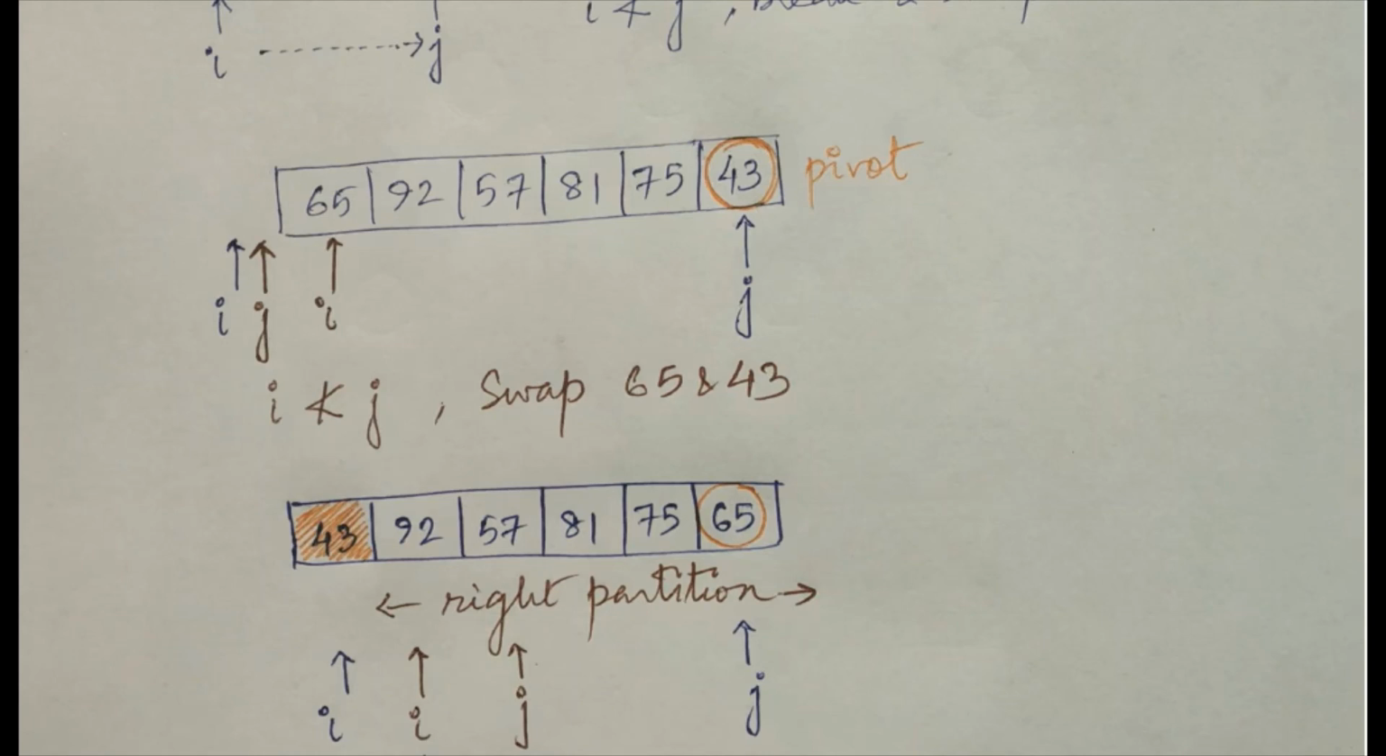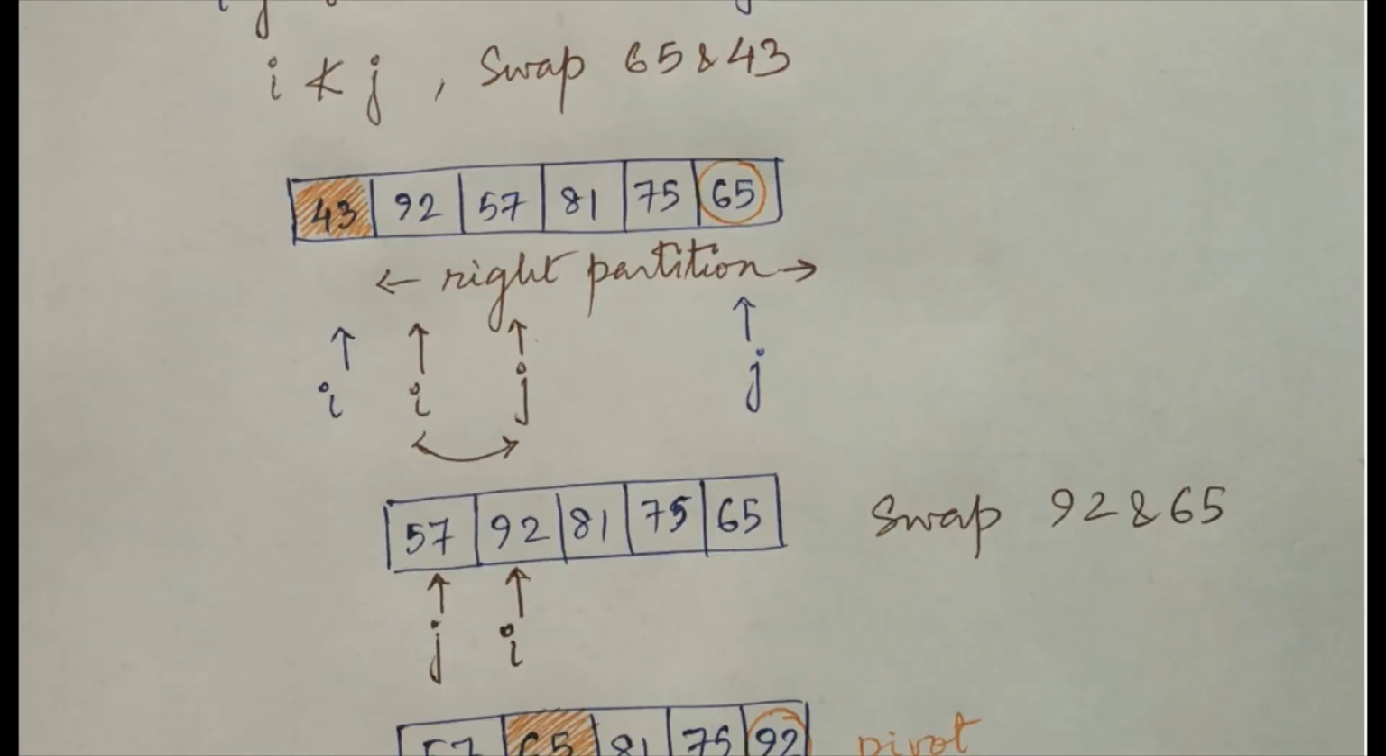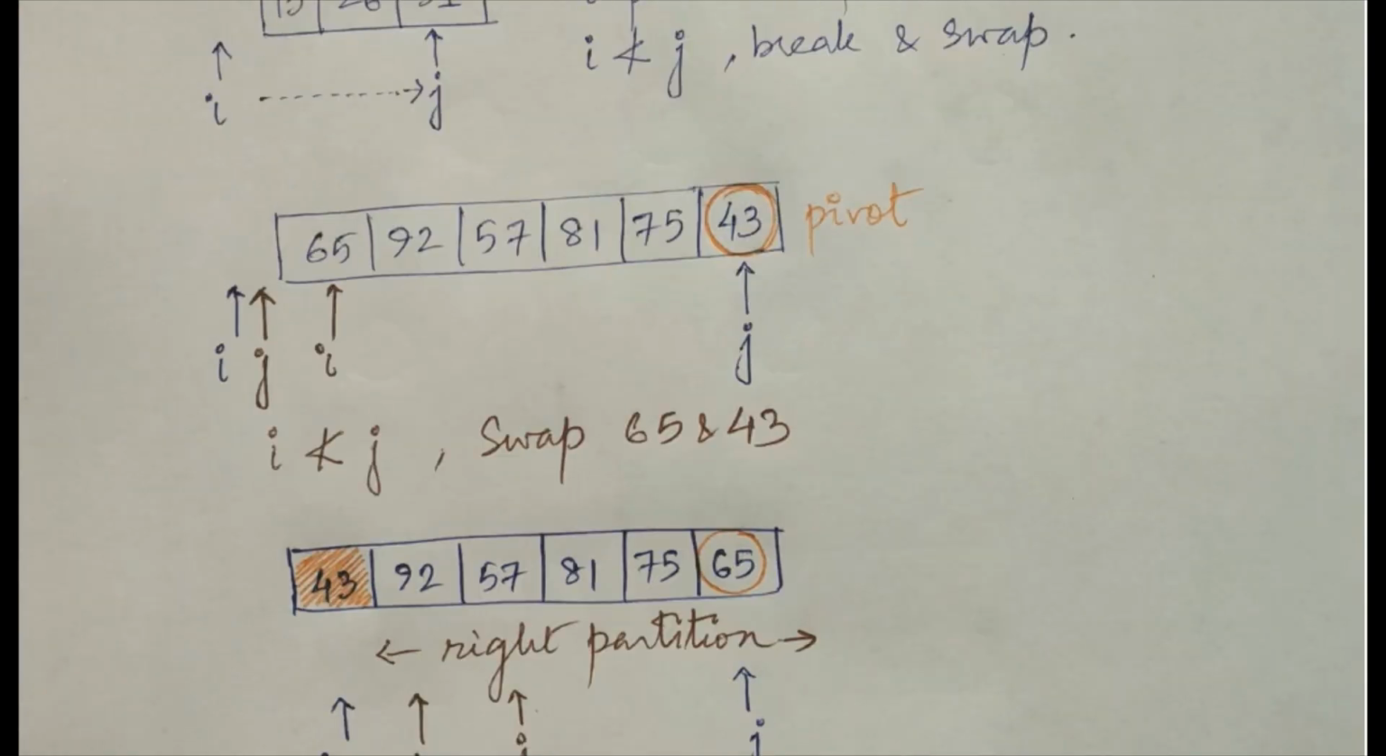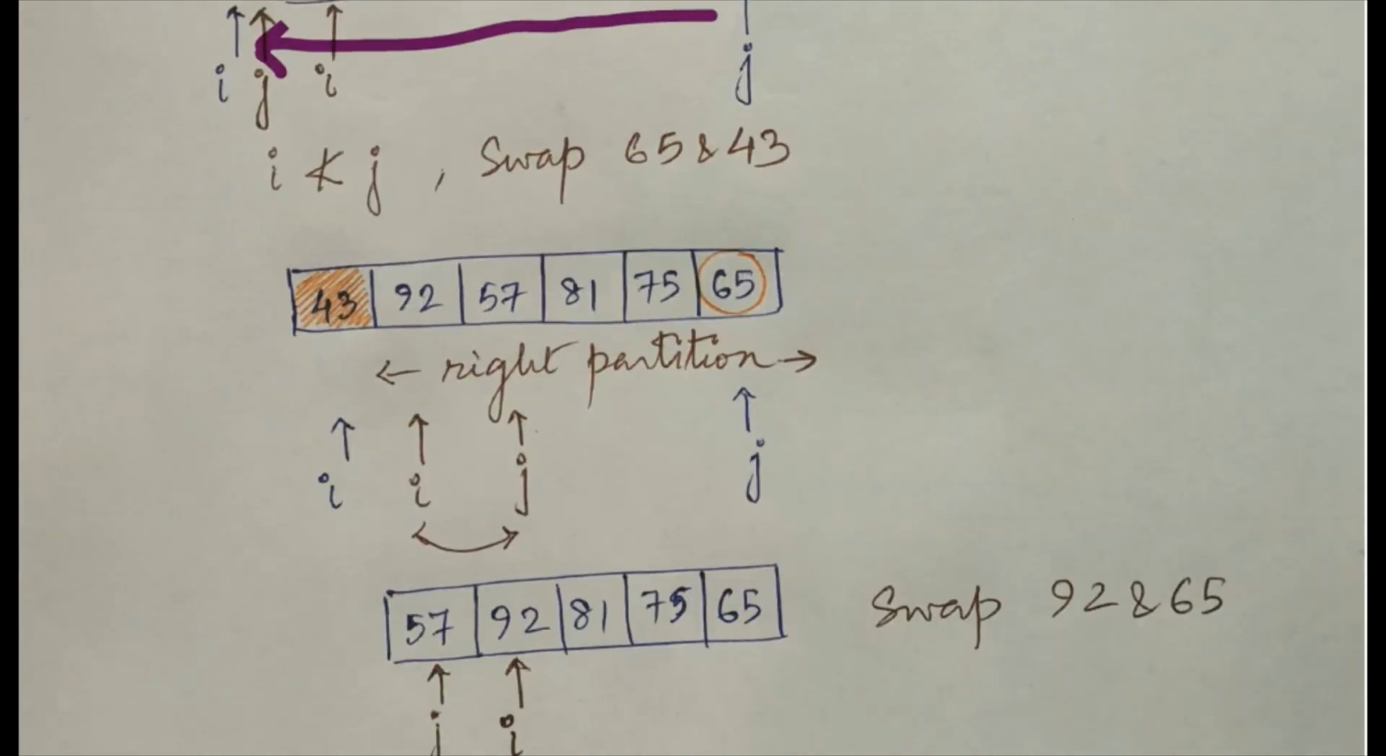I have just noted down what will happen. I moves here, your pivot is 43, so when J starts moving leftwards, all the elements are greater than 43, so J will cross over I and you will swap, and this is your final. Then see, this time you did not get any left division here, you just have the right partition.